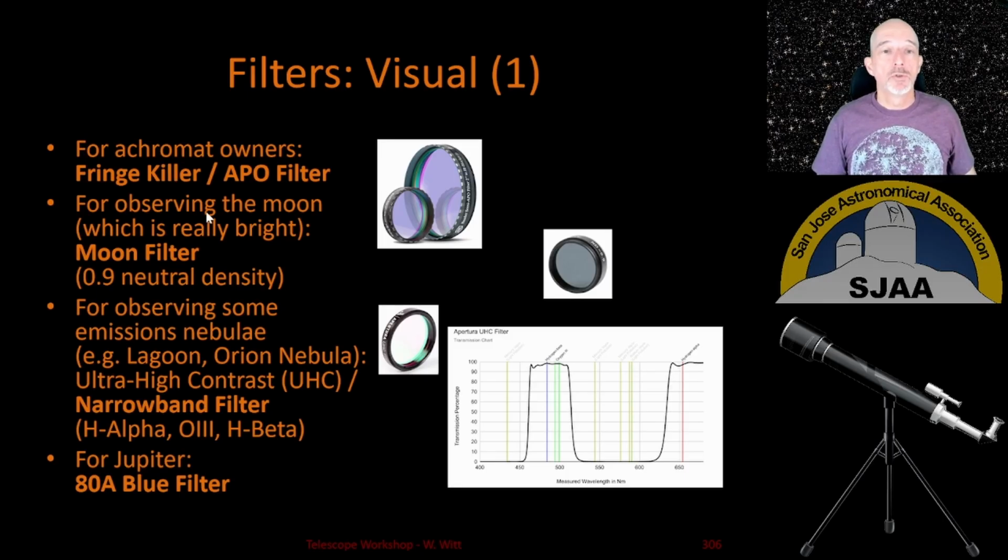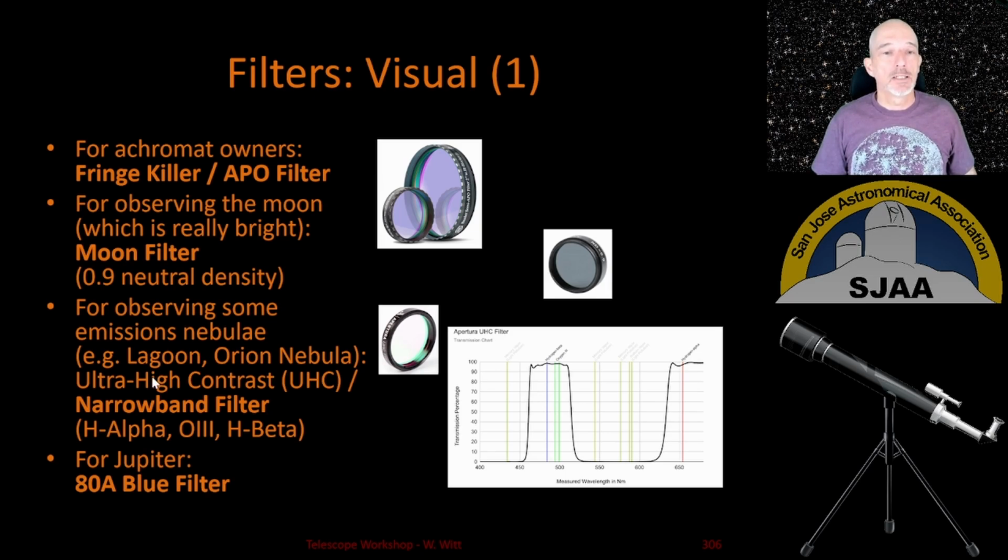If you're observing the moon, it is super bright, and you almost certainly want what we call a moon filter, which is really something more generically called a neutral density filter. And 0.9 here means that this filter will throw away 90% of the light and only let 10% through. Even that way, the moon will look pretty bright. And so you might want that kind of a moon filter.